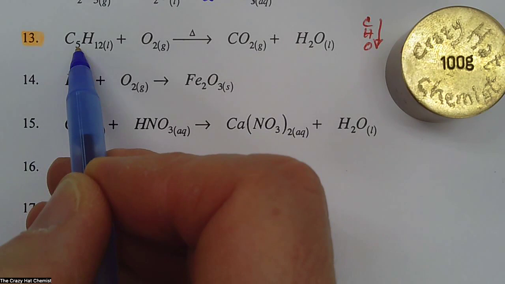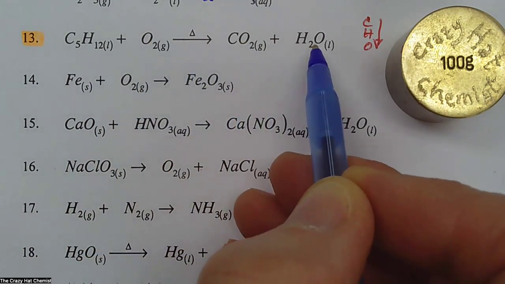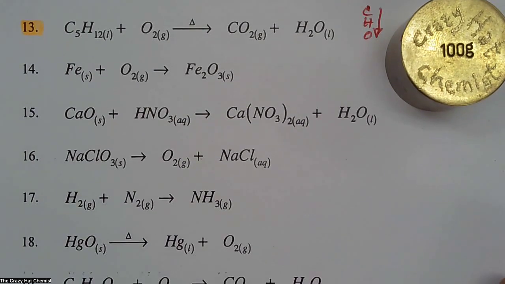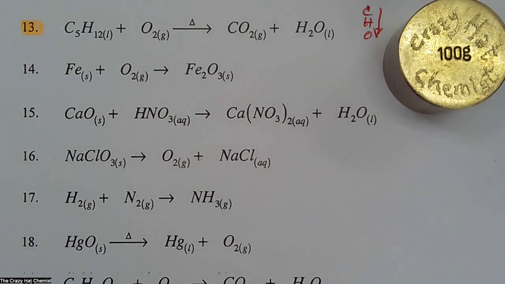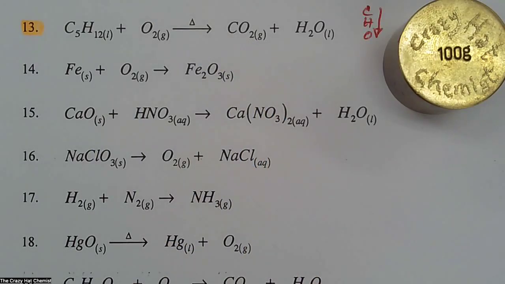We have 5 carbons on the reactant side. This is pentane plus oxygen yields carbon dioxide and water. And again, this is a combustion reaction, actually a complete combustion reaction, if you wanted to be specific. All the combustion reactions that I have here are complete combustion reactions, no partial combustions, because then you don't get carbon dioxide. You might get carbon monoxide or some other forms.